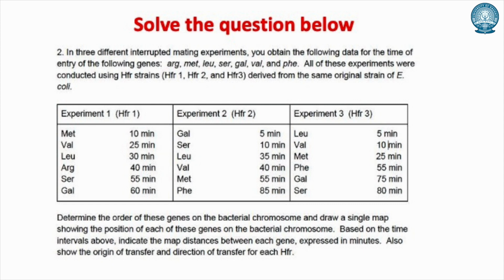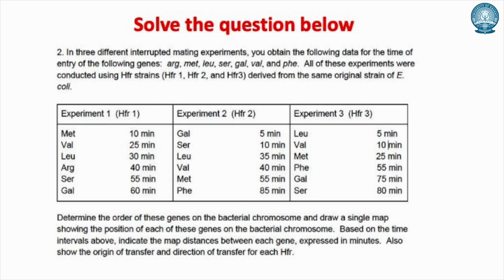So like the previous slide. And then based on the time intervals above, indicate the map distance between each gene. So you have to calculate the map distance between each gene, expressed in minutes. Also show the origin of transfer and direction of transfer for each Hfr strain.